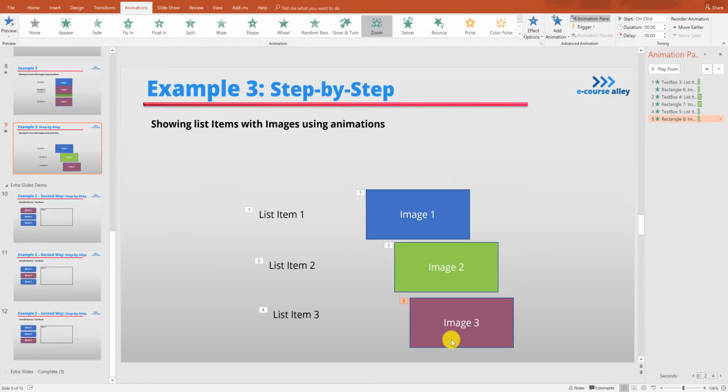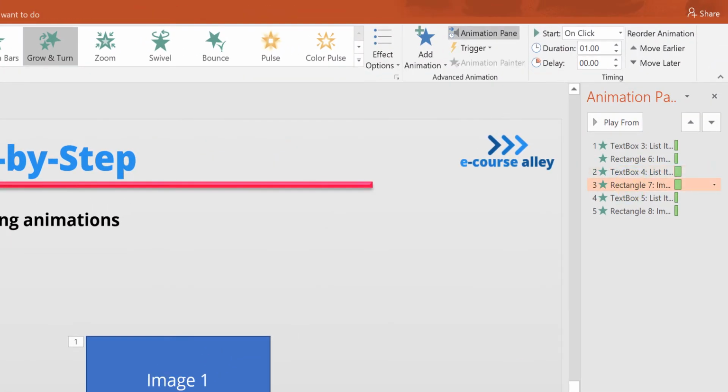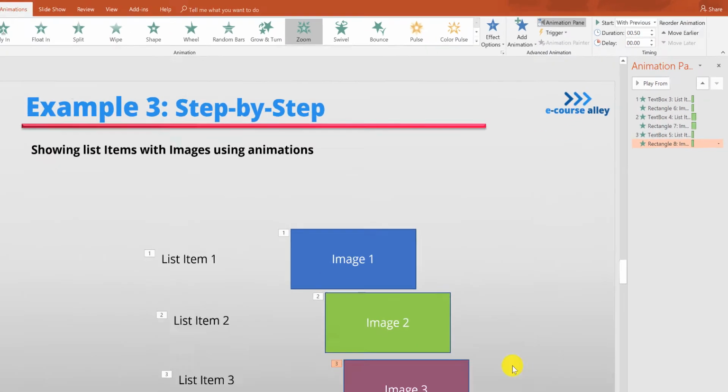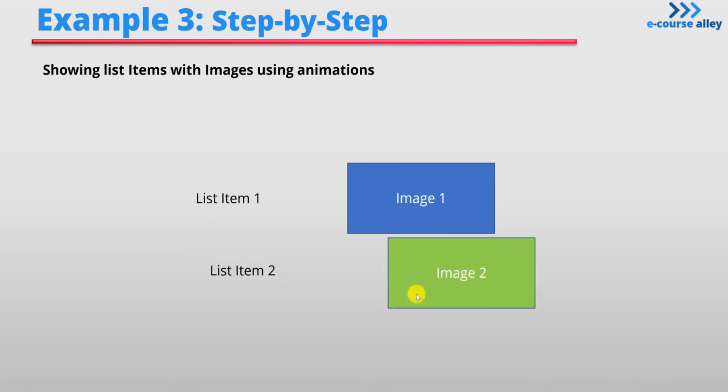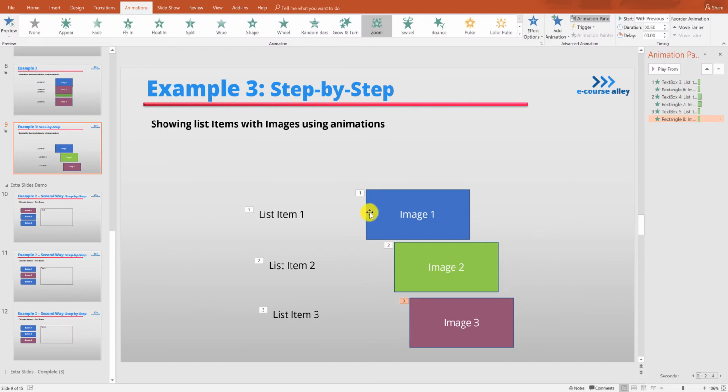Okay, so I'm going to just make sure that for list 2, the rectangle here, which is my image, starts with previous. And then list 3, this image here, starts with previous. We'll go preview that. 1, 2, 3. But we don't want it like that. So when image 1 happens, we don't really need to do much for that because it's the first one. But when image 2 comes in, we want image 1 to disappear.